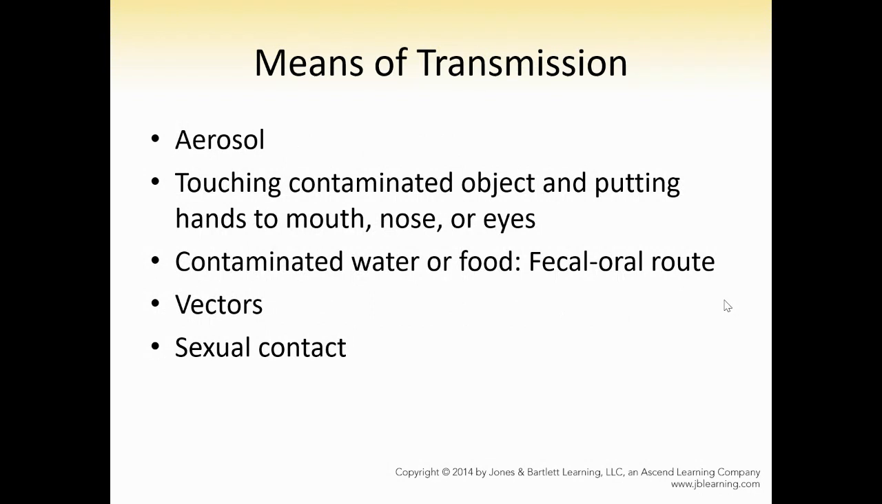Another means of transmission is contaminated water or food, or fecal-oral route. Fecal is poop, and then oral is your mouth. And that sounds kind of weird, right? No one's going to put poop in their mouth. However, if people are not washing their hands after using the bathroom and then touching surfaces, and then you're touching surfaces and touch your mouth, nose, or eyes, that's a means of transmission. Vectors are things that carry it. So think of rabies. The vector would be the animal that's infected with rabies. And then sexual contact.